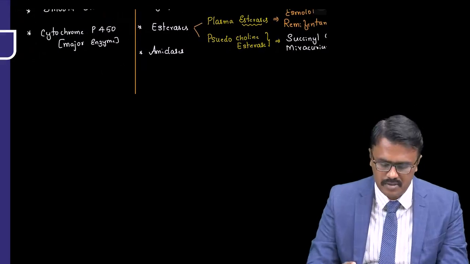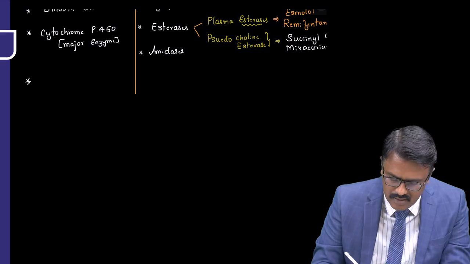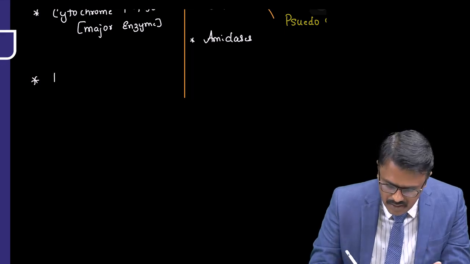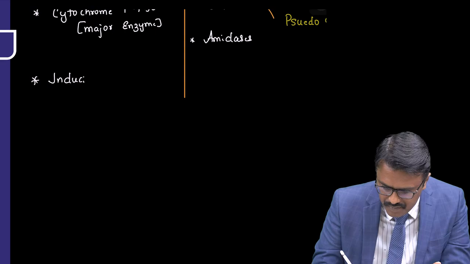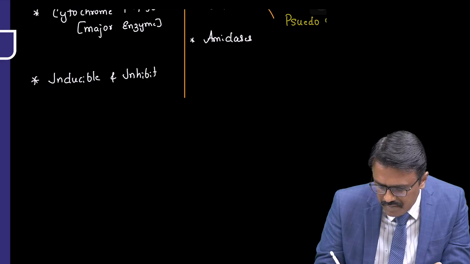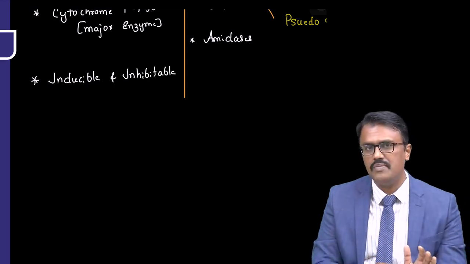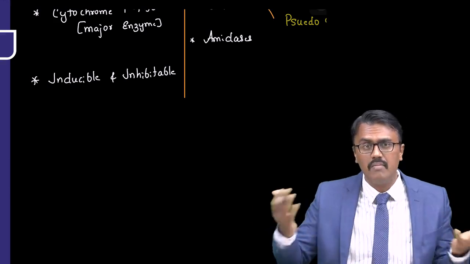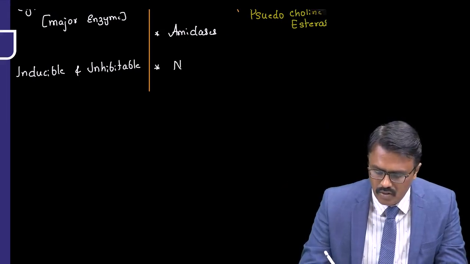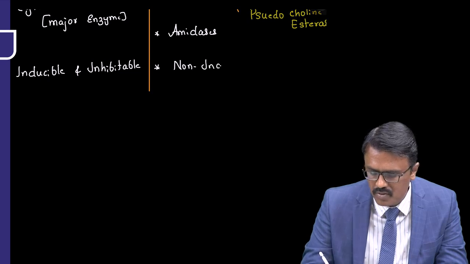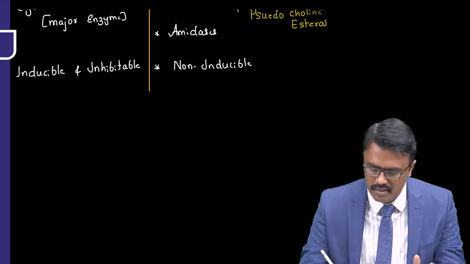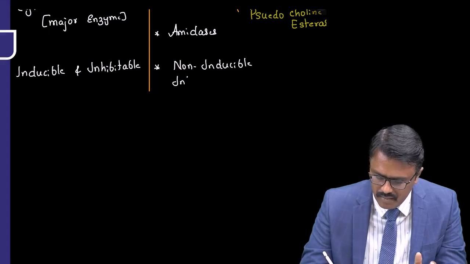Now another important point, the third point, is that these microsomal enzymes, you can induce them. I will tell you what you mean by that. These are inducible. Not only inducible, they are also inhibitable. You can inhibit these enzymes, you can also induce them. That means you can increase their number. What about non-microsomal enzymes? They are non-inducible. That means you cannot increase their activity. But you can inhibit them. They are inhibitable.